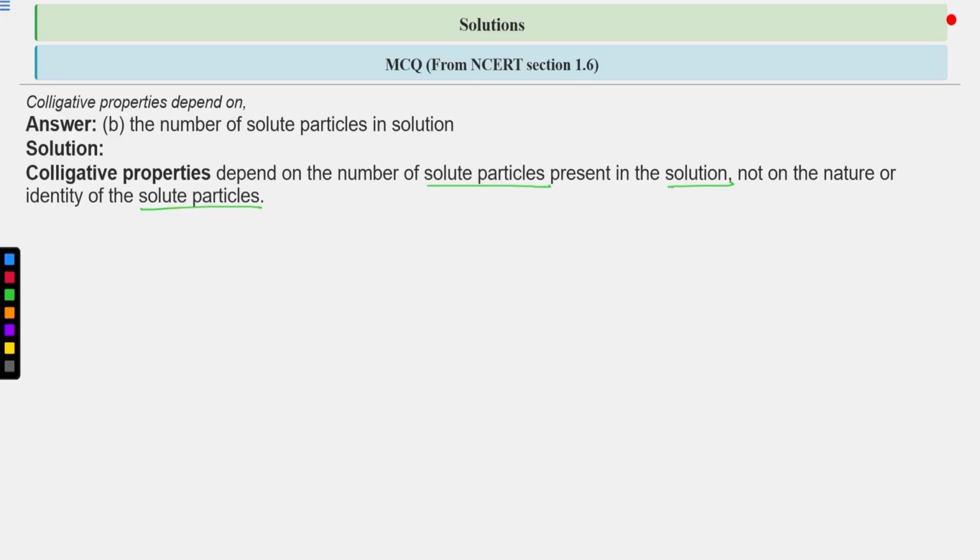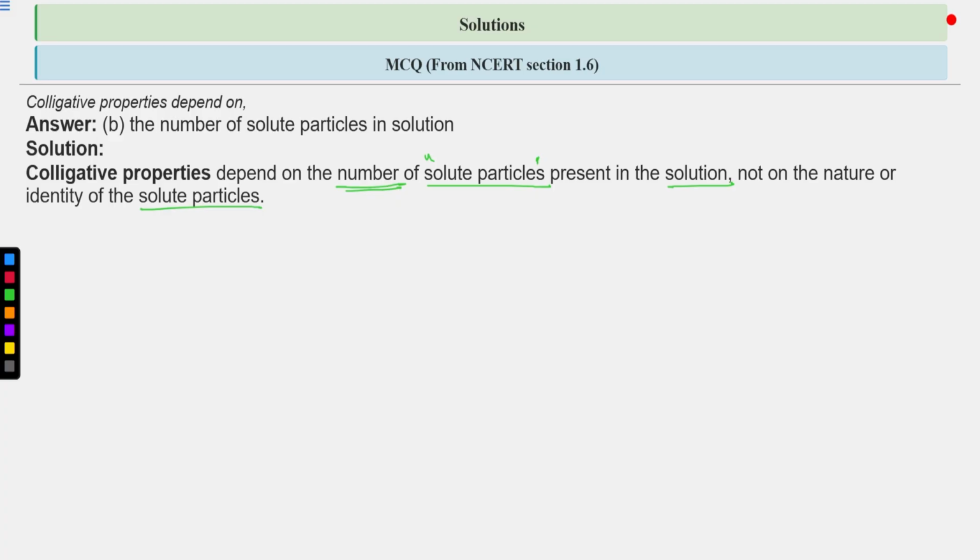Okay, solute particles, that means the smaller amount of particles which are dissolving in a particular solvent to make the solution. So colligative properties depend on the number of solute particles and not on their nature, whether they are acidic, basic, not on their nature and not on their identity.